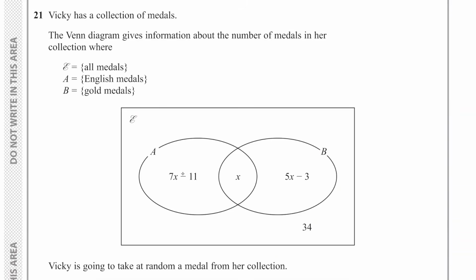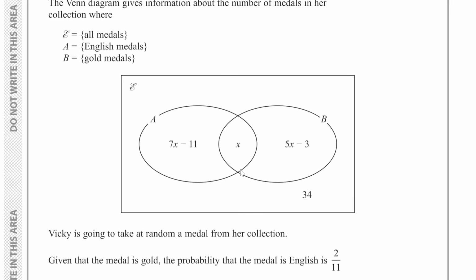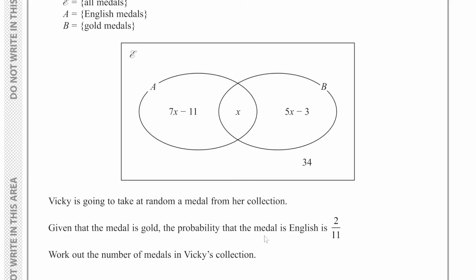And question 21. Vicky has a collection of medals. The Venn diagram gives information about the number of medals in her collection. So everything is all the medals. And then A is English medals, B is gold medals. Vicky is going to take, at random, a medal from her collection. Given that the medal is gold, so given that it's in B, the probability it's English is 2/11. Work out the number of medals in Vicky's collection.